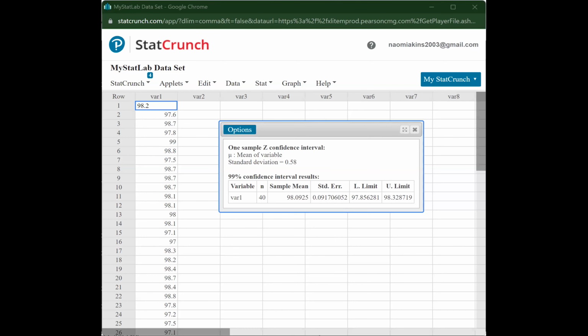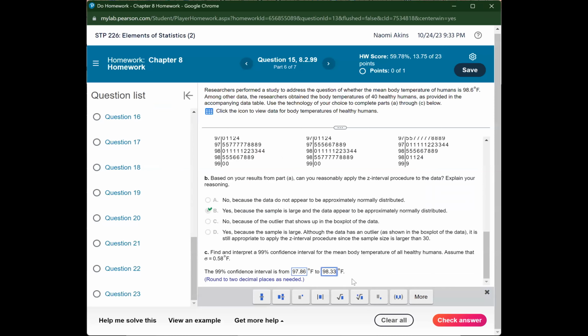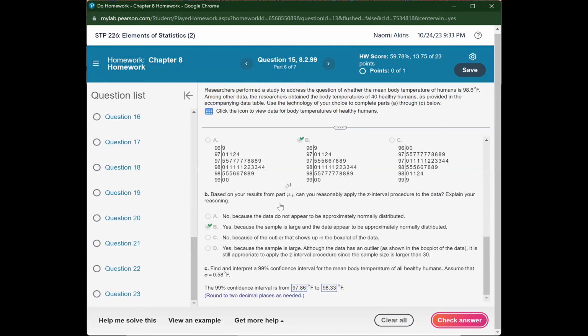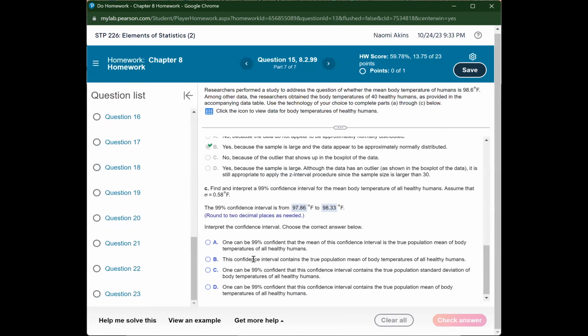I apologize, a lot of switching screens, but maybe that's somewhat clear. One can be 99% confident the true population mean of body temperatures. I'm trying to look here at the differences in the words. That this confidence interval contains the true population mean. Looks like it's that last one there.